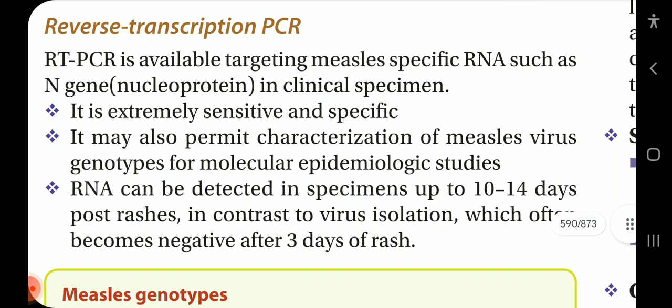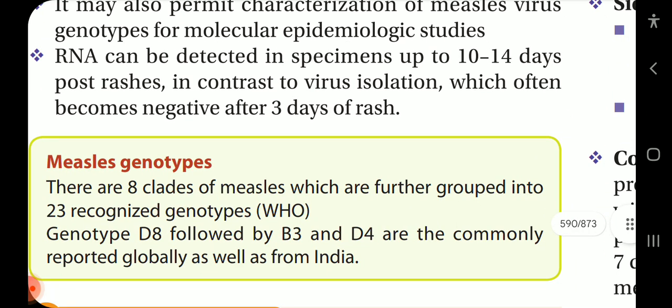Reverse transcription PCR. RT-PCR is available targeting measles specific RNA, such as the N gene nucleoprotein, in clinical specimen. It is extremely sensitive and specific. It may also permit characterization of measles virus genotypes for molecular epidemiologic studies. RNA can be detected in specimen up to 10 to 14 days post rash, in contrast to virus isolation, which often becomes negative after 3 days of rash.